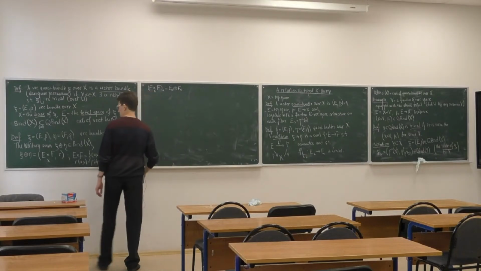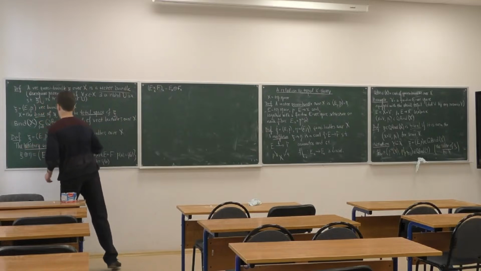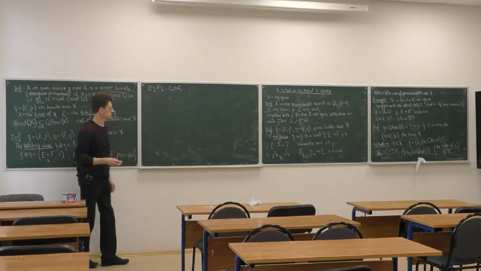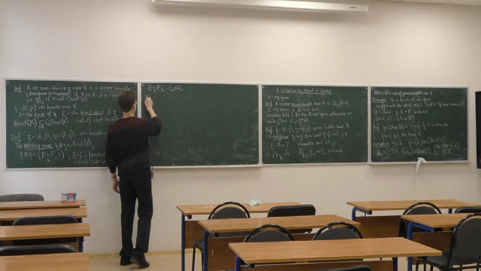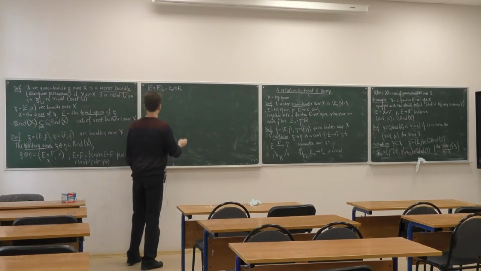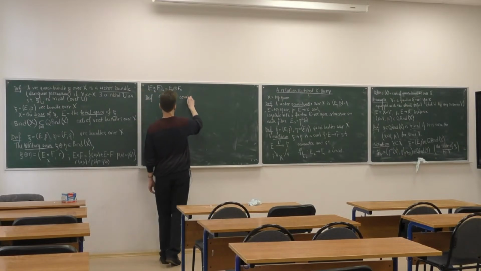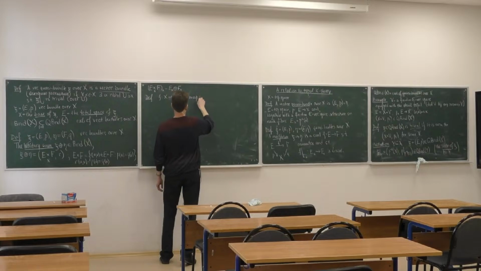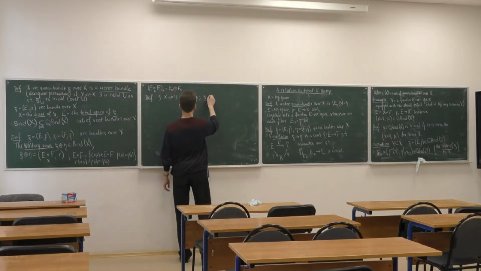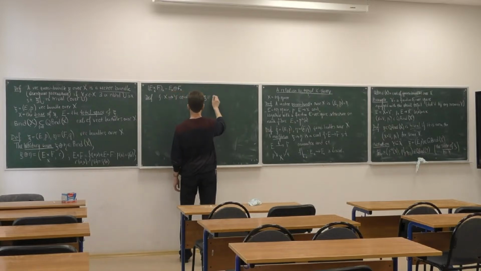The second construction that we will need is the pullback of a vector bundle along a continuous map. So suppose we have a continuous map between two topological spaces, X and Y, and a vector bundle xi over Y.